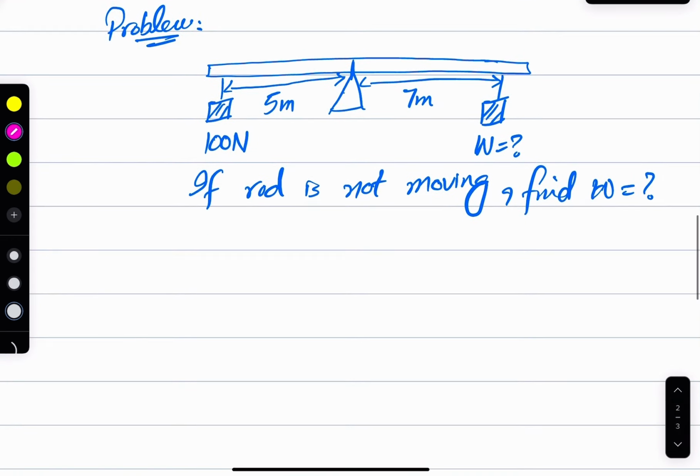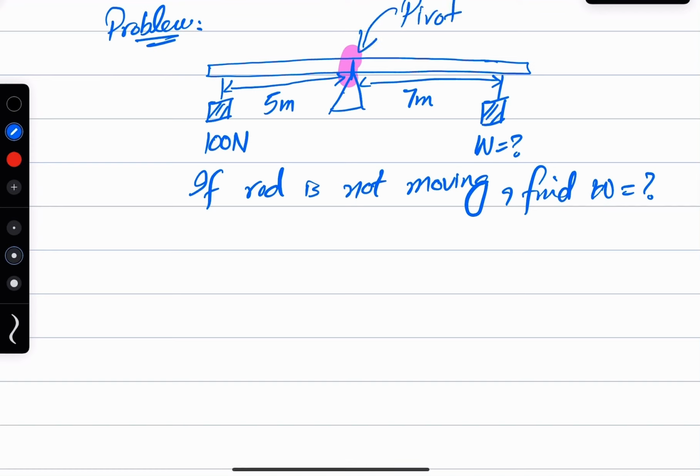So let's see, there are two forces. First of all, we have to identify the pivot point. So this point is the pivot point, this is the pivot, and there are two forces. Let's suppose this force is F1, and this weight is the second force, weight is also a force. And we have distances. Let's suppose this 5 is D1, and this 7 is D2.